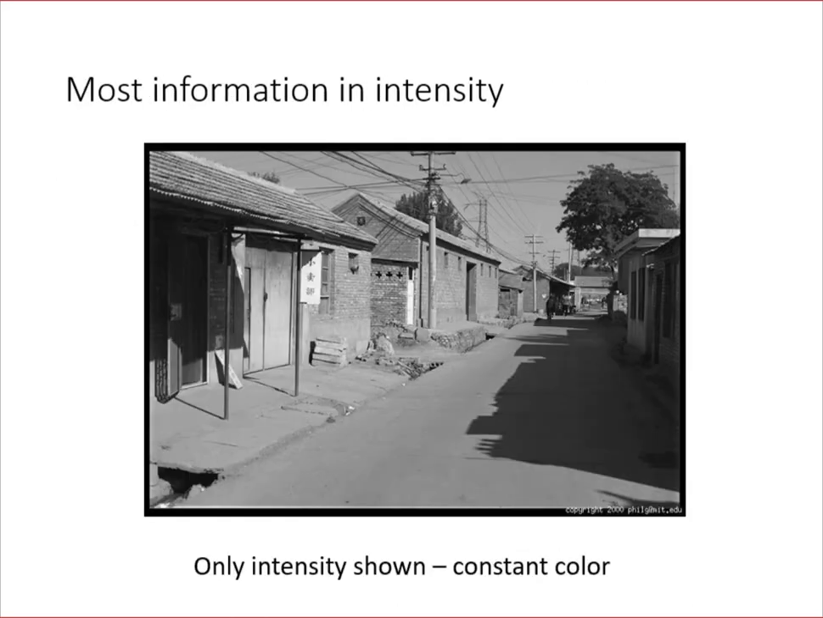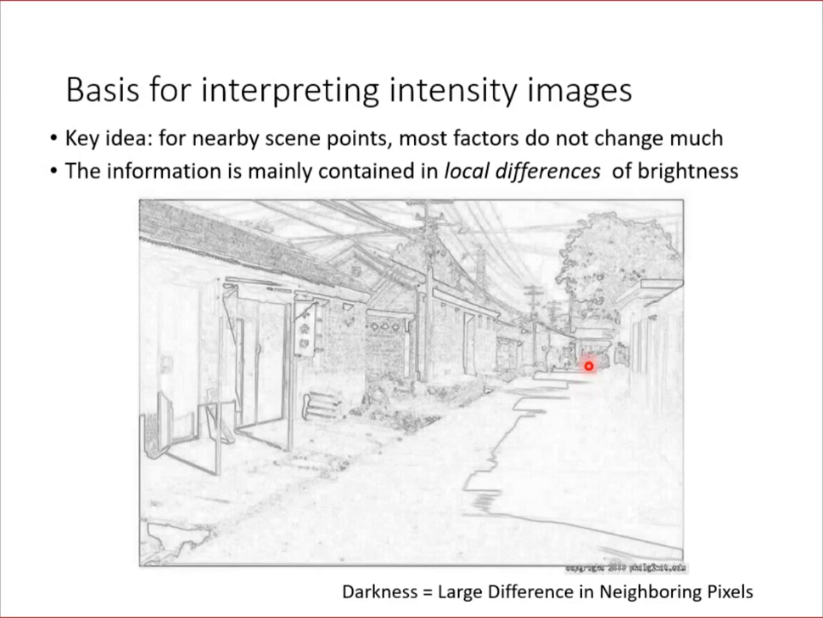So, for example, on the road, most of the intensity are the same. On the sky, all of them are the same. Under the shadow, there is no difference. So, where is the information? The pieces of information are on the edge. So when we take a look at an image, we find information in the change of intensity.